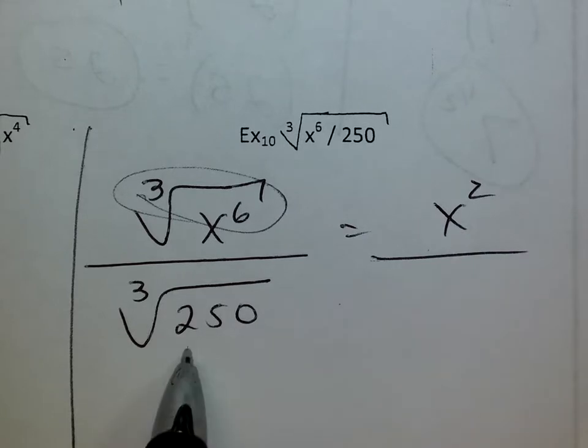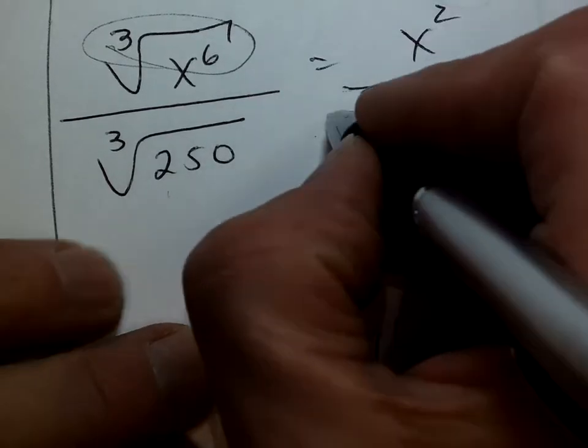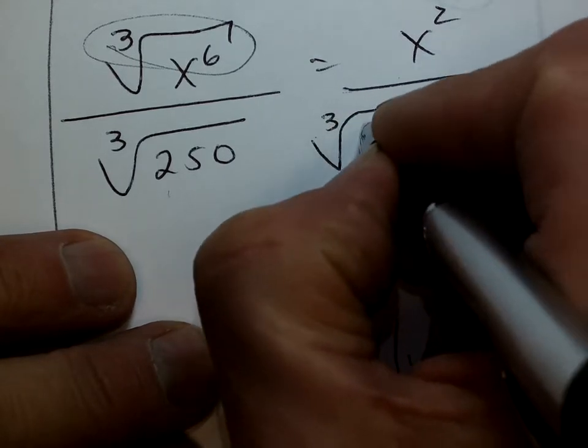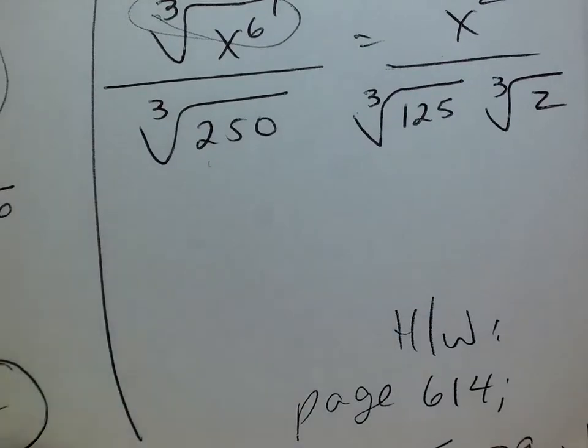But what am I going to do about this? Do you think one of these numbers might be in there? Hey, what is this number in there? So 250 could be 125 times 2, right? Couldn't it? So I'm going to rewrite this as the cube root of 125 times the cube root of 2, right?